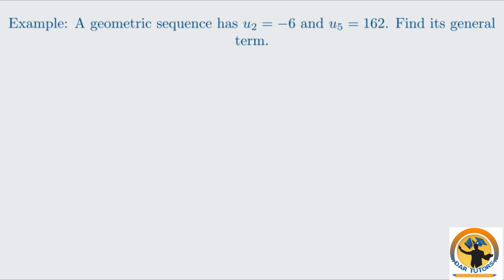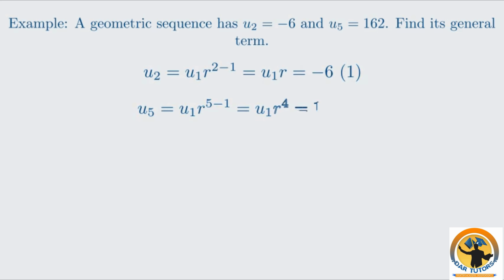We'll start by writing these terms using our general formula. The second term, u_2, is u_1 times r to the power of 2 minus 1, which is u_1 times r. We know this equals -6. The fifth term, u_5, is u_1 times r to the power of 5 minus 1, which is u_1 times r to the fourth. We know this equals 162.